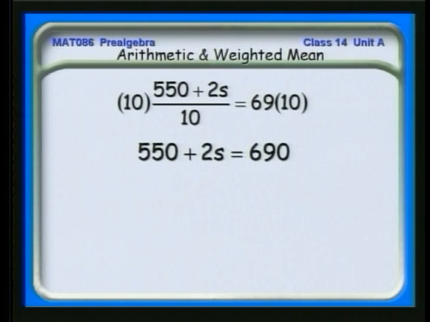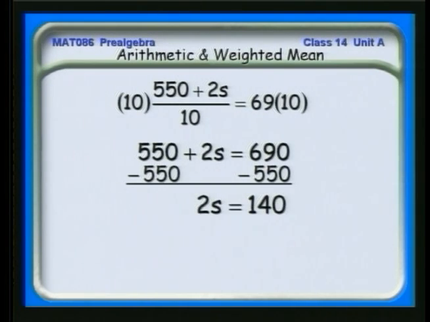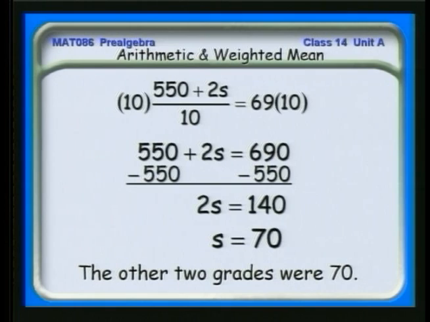Take a guess my next step. Right, I subtract 550 from both sides of that to isolate the 2s. I get 2s is equal to 140. I could divide both sides by 2 here, but if twice s is 140, what is 1s? 140 over 2, s is equal to 70. I get here that the two other grades were 70.